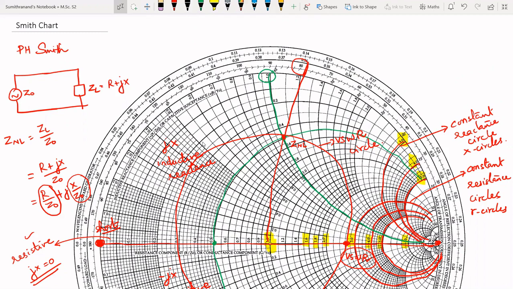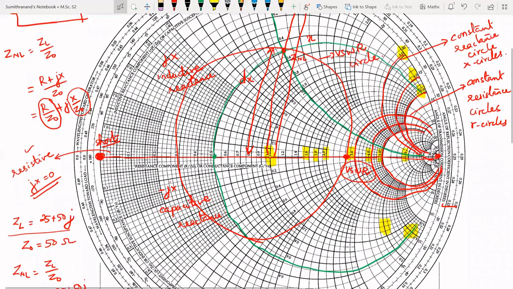And another way to calculate this voltage reflection coefficient from this Smith chart directly is, first of all, you have to measure this distance. Suppose it is dx, and then this total distance you have to measure. Suppose it is x, then the voltage reflection coefficient gamma can be written as dx by x. So by this method also we can calculate the voltage reflection coefficient. In that case also we can find the angle of the reflection coefficient.